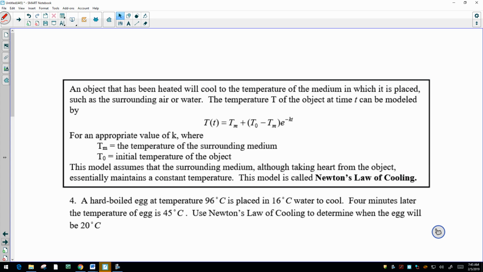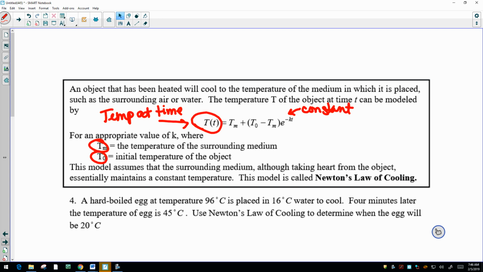So variables, T of M, temperature of the surrounding medium, what we're putting it in to cool. T sub O, that's your initial temperature. Little t is time. Big T, like right here, this is a temperature at a time. So at some specific time. K is a constant, so that we get to solve for.